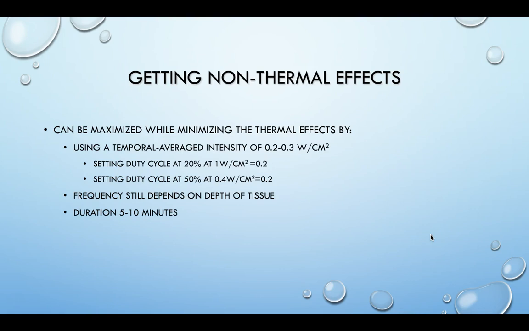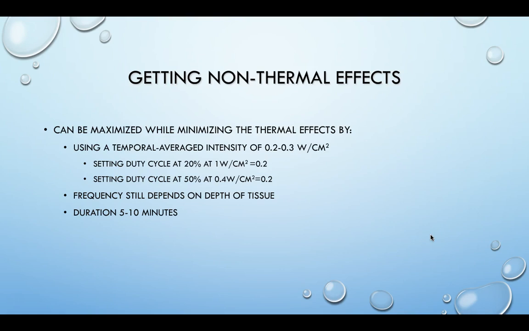So for doing this, we always want to use our temporal average intensity to keep that between 0.2 and 0.3 watts per centimeter squared. So what that is saying is that your total treatment, we only want to be at about 0.2 to 0.3 watts per centimeter squared, which means that it takes into account both your on and your off time. So this is when we use our duty cycle.